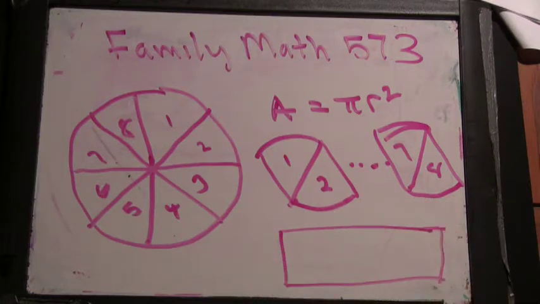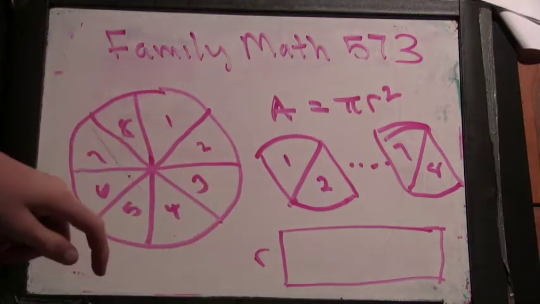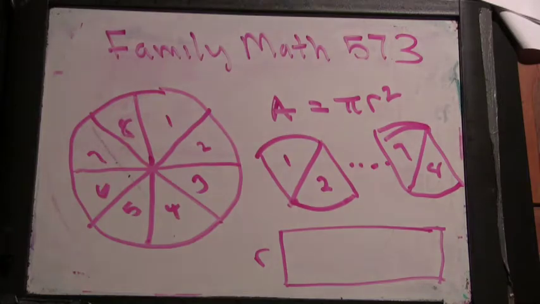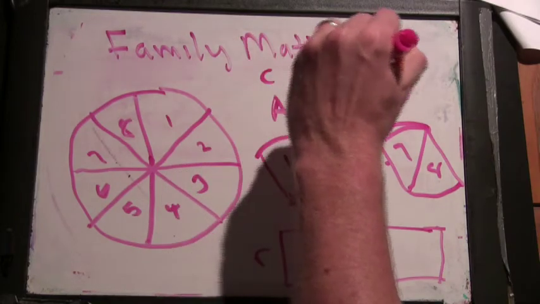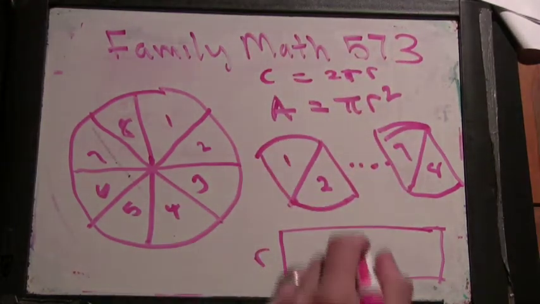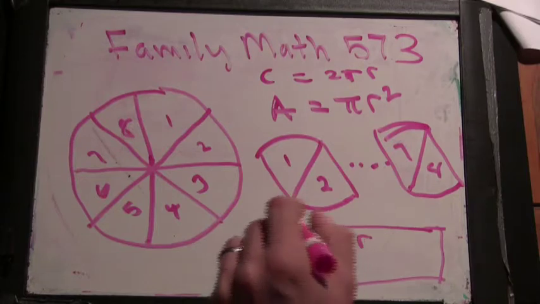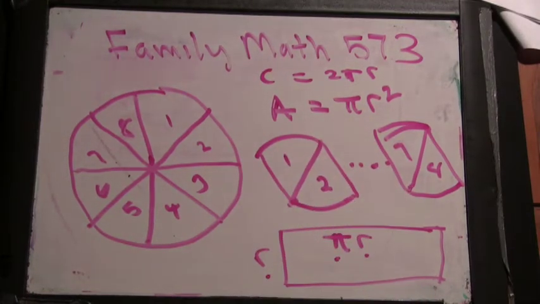It'll have a radius height, and it'll have half the circumference as its length. Okay, what is the circumference of a circle? It's 2 pi r. So half the circumference is pi r. So pi r times r is pi times r squared. So the area is pi r times r, which is pi r squared.